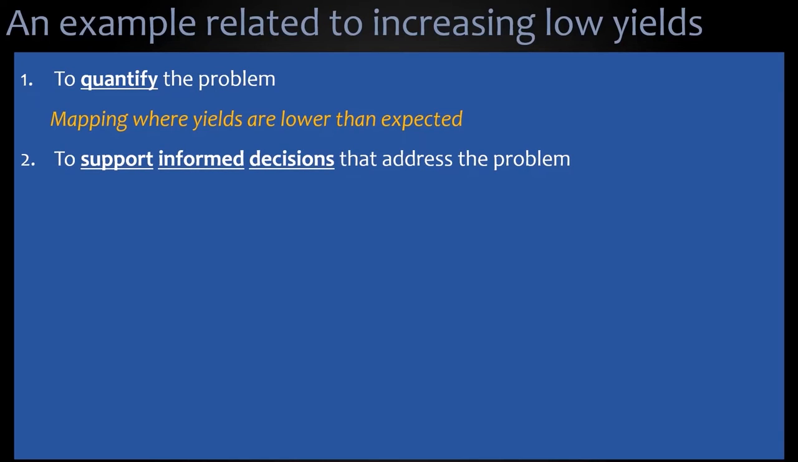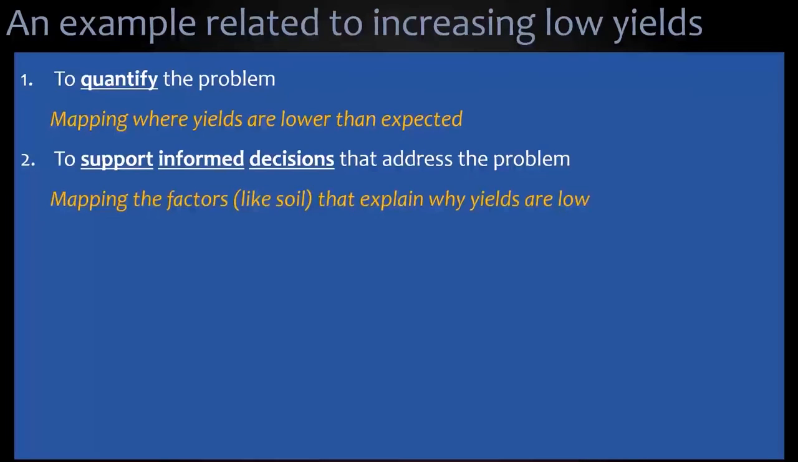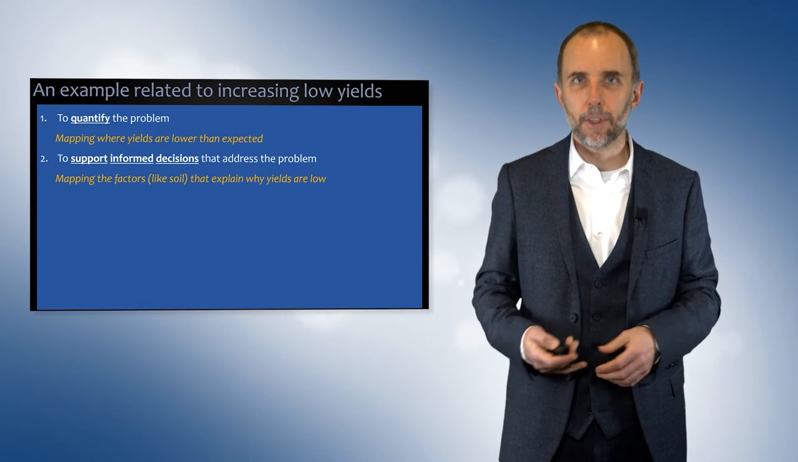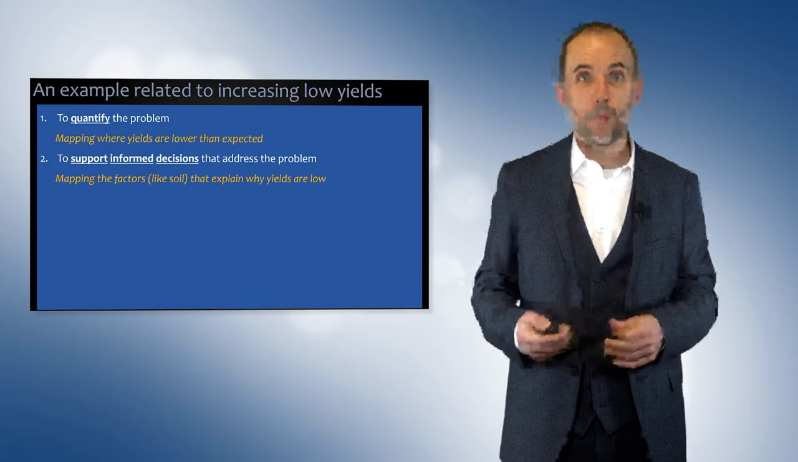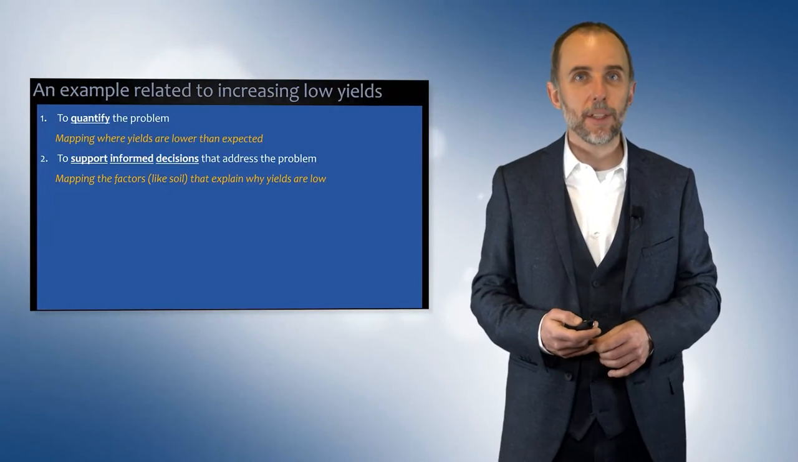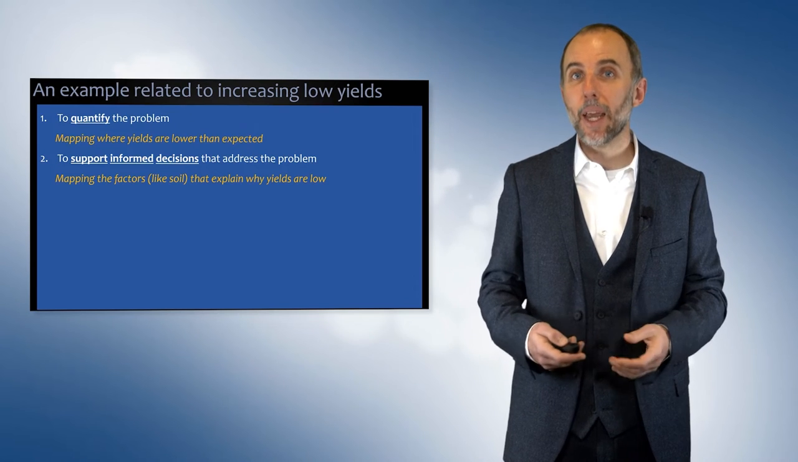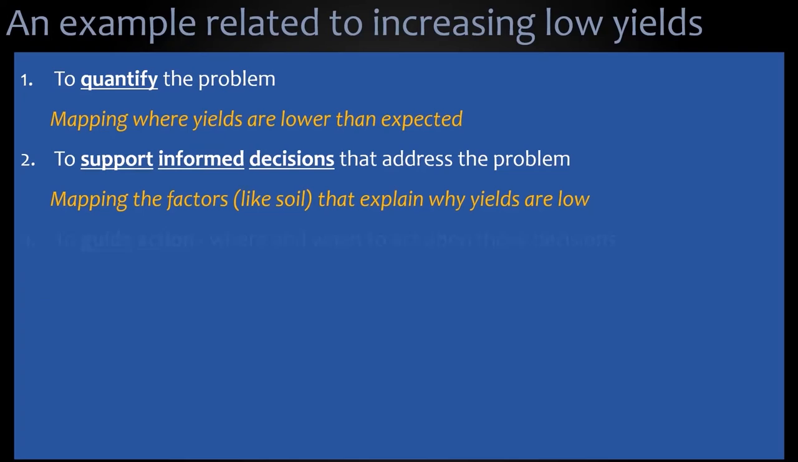Then you want to support informed decisions that are going to address that problem. How do we increase those yields? We need to understand the factors. Why are the yields low? Is it to do with soil properties? Is it to do with access to fertilizers? Is it to do with farmers planting inappropriate varieties or planting them at the wrong time? They may all help explain why the yields are low.